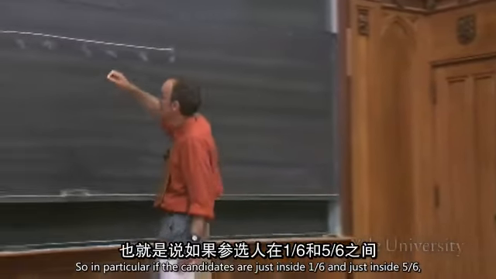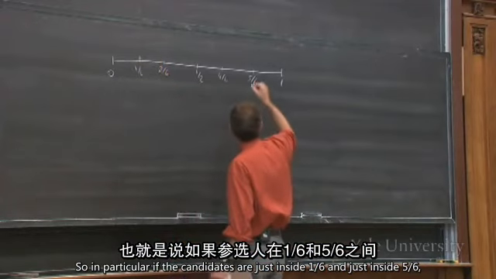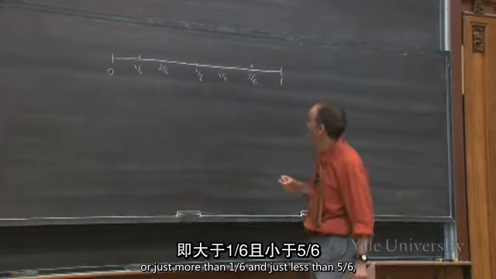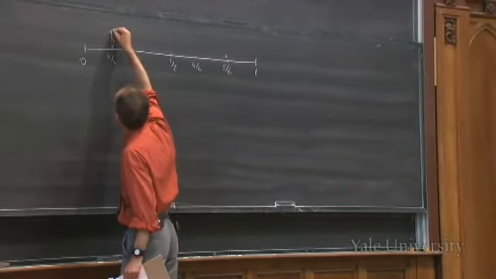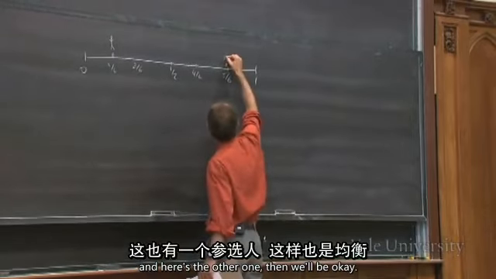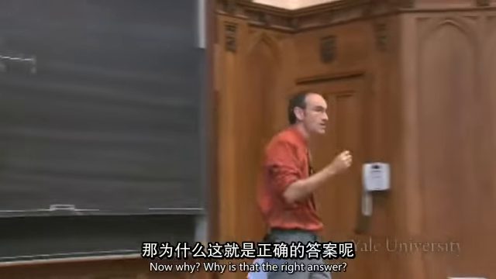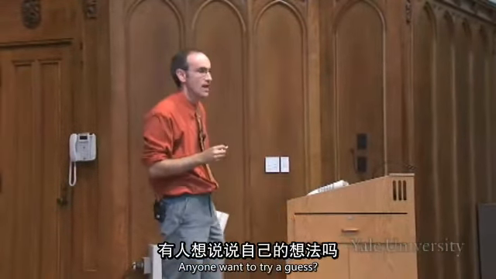All right, so in particular, if the candidates are just inside, I'll put them just there, a sixth, and just inside 5/6, so just more than a sixth and just less than 5/6. Here's one of these candidates who's standing, and here's the other one. Then we'll be okay. Now, why? Why is that the right answer? Anyone want to try a guess?